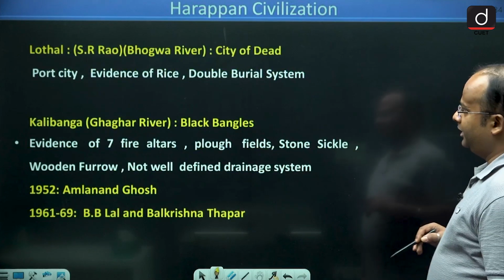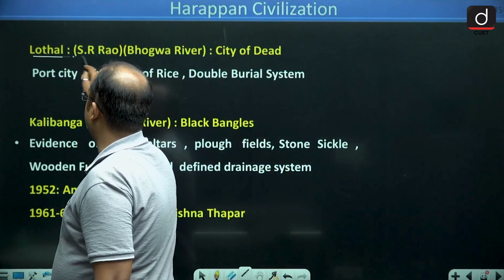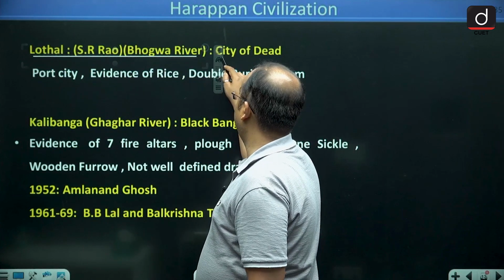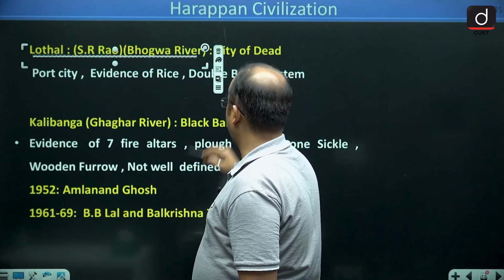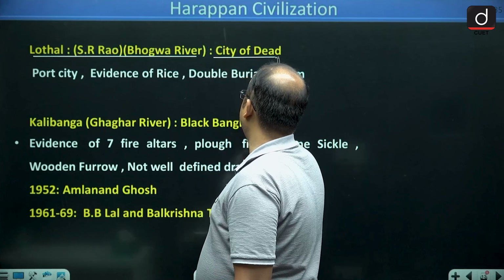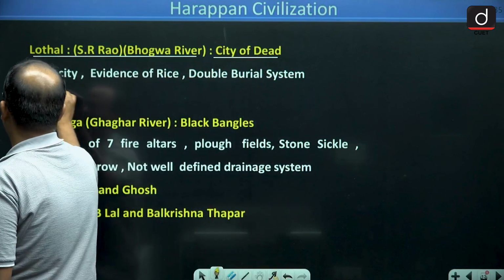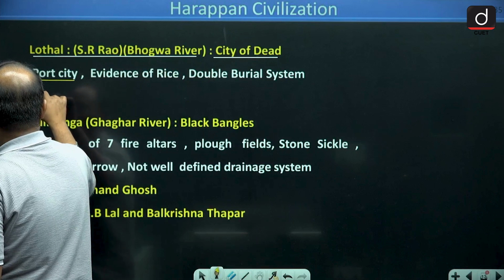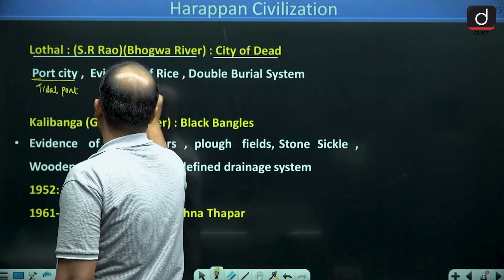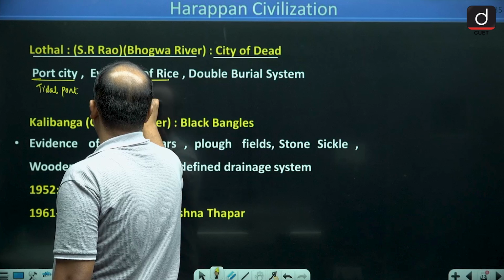Next we have Lothal. Lothal, guys, is in Gujarat, and it was discovered by S.R. Rao on the bank of river Bhogwa. Lothal means city of dead in Sindhi language, and it was a port city. What type of port was it? It was a tidal port. Then evidence of rice: we have found rice husk and rice grain.